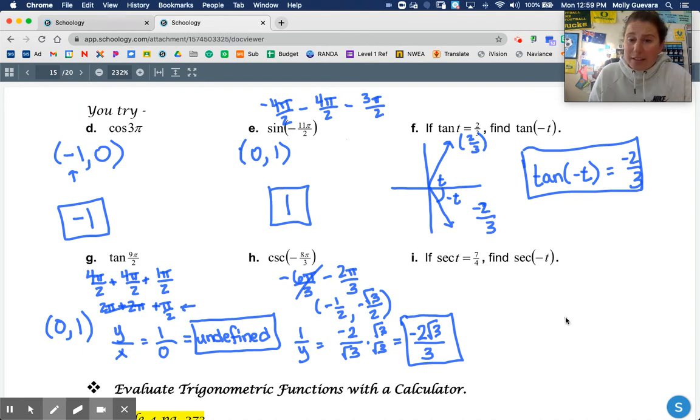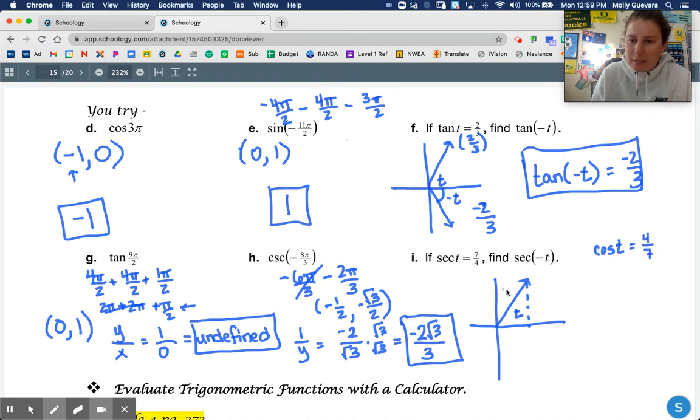And then the last one, if secant of t is 7 over 4. So again, here's t. Right? Secant is the reciprocal of cosine. So just keep that in mind. So that tells me that the cosine of t is equal to 4 over 7.